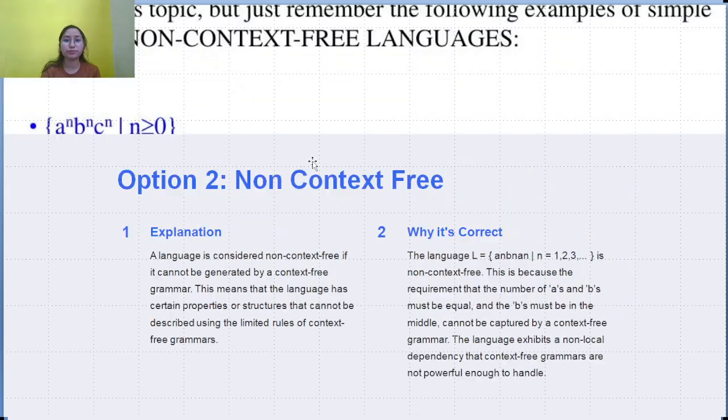Let's see another option. Option number 2, non-context free. What does this say? A language is considered non-context free if it cannot be generated by a context-free grammar. This means that the language has certain properties or structure that cannot be described using the limited rules of context free. This answer is correct because the requirement that the number of A's and B's must be equal and the B's must be in the middle cannot be captured by a context-free grammar. So it can be only captured by non-context free grammar. Thus, this answer is the correct option.